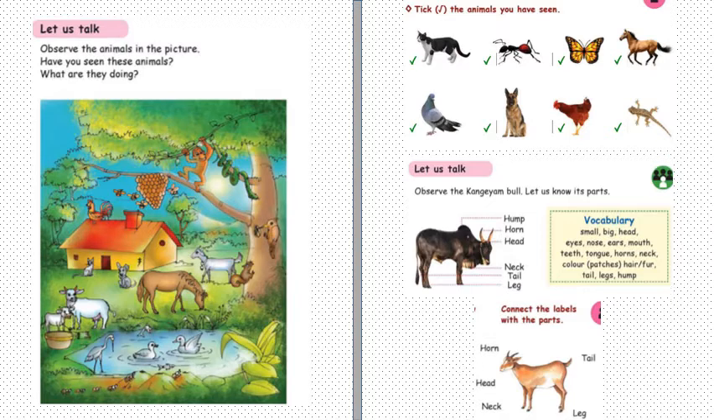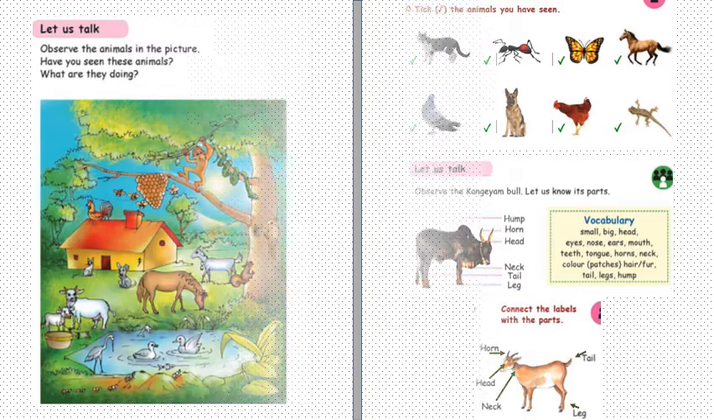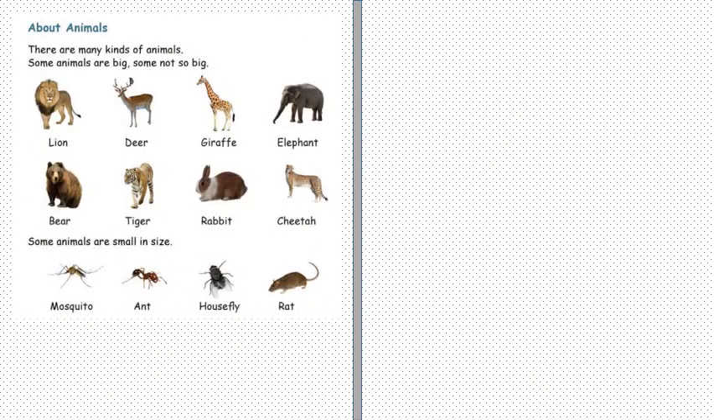Now here we have a goat again and we have to name the parts. So we have horn, head, neck, leg, tail. Here we're going to talk about animals.